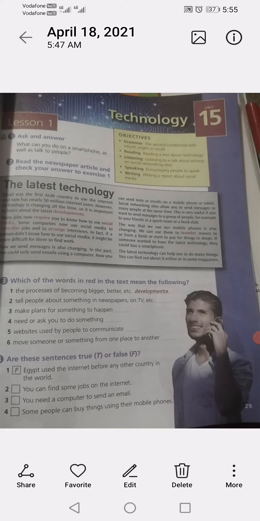Okay, after you read the newspaper article, did you check your answer to exercise 1? Is it right or wrong? Okay. Exercise number 3. Which of the words in red in the text mean the following? Number 1 is answered. You are going to answer the rest. You have 1 minute to answer it.